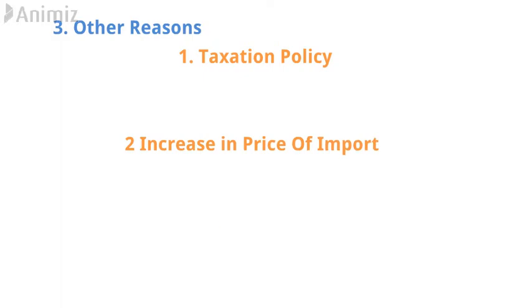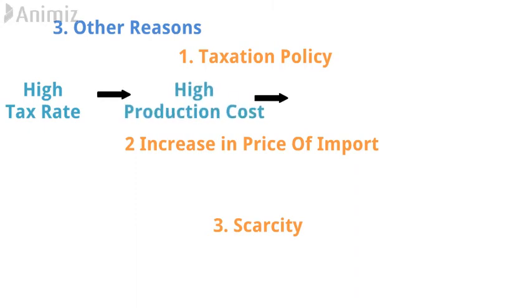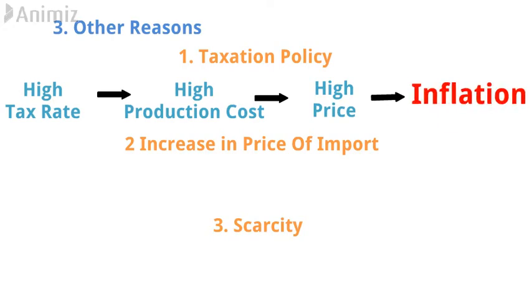First, taxation policy. Second, increase in the price of import. And third, scarcity. Let us understand first taxation policy in detail. If taxation rates are high, then due to high tax rate, production cost will increase. Due to high production cost, price will increase, and due to such high prices, inflation will take place. Second, increase in the price of import.